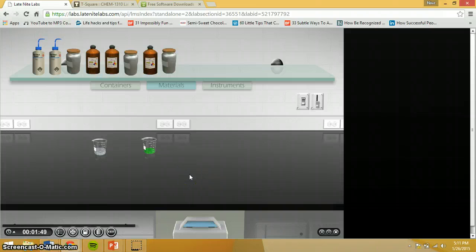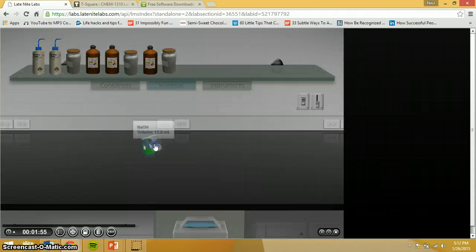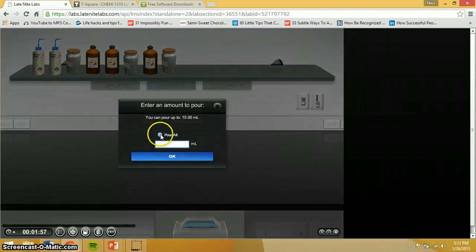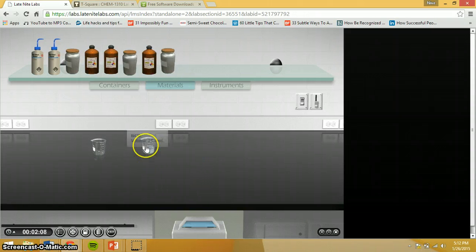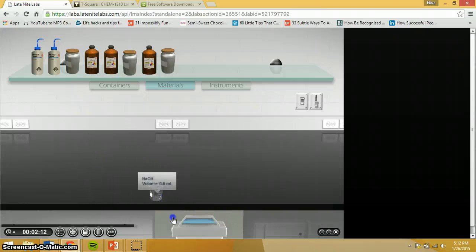Next, the following step is to pour the entire contents of one beaker into the other. After completing this, we can observe that a solid green precipitate has formed. Now that we've completed the experiment, I have to clear the workbench, which I'll do by dragging all the containers and putting them in the recycling bin.